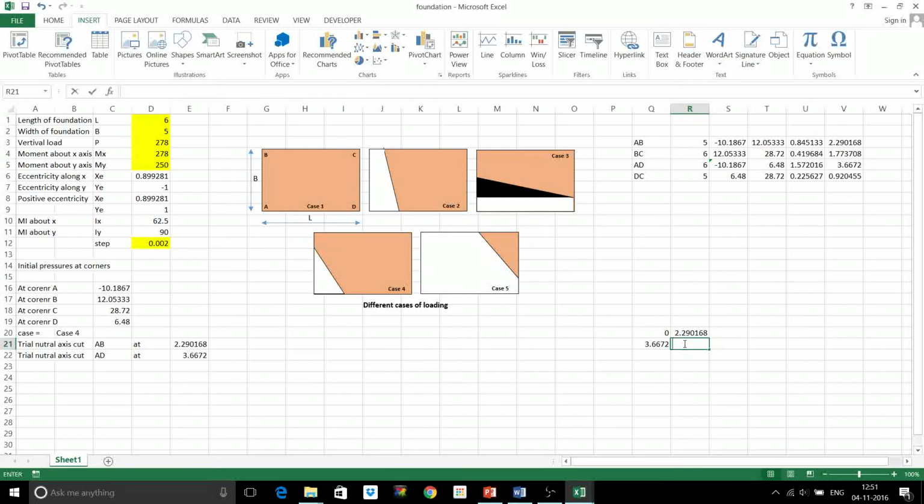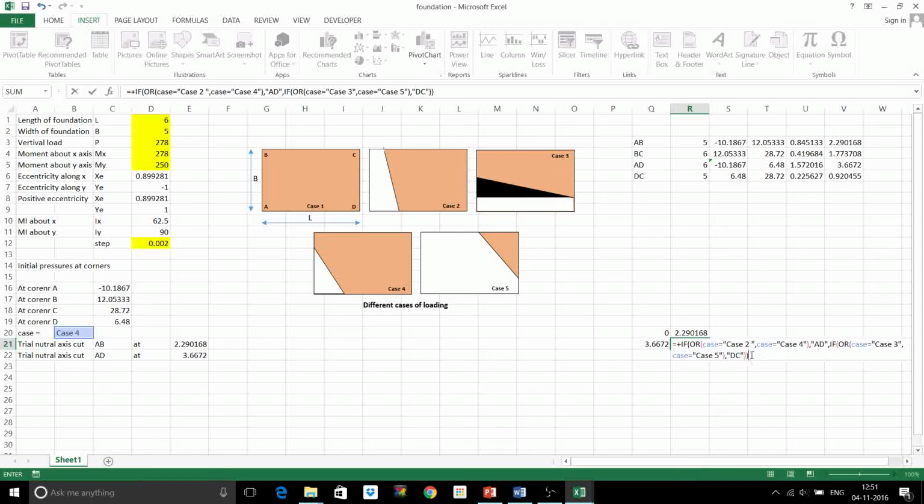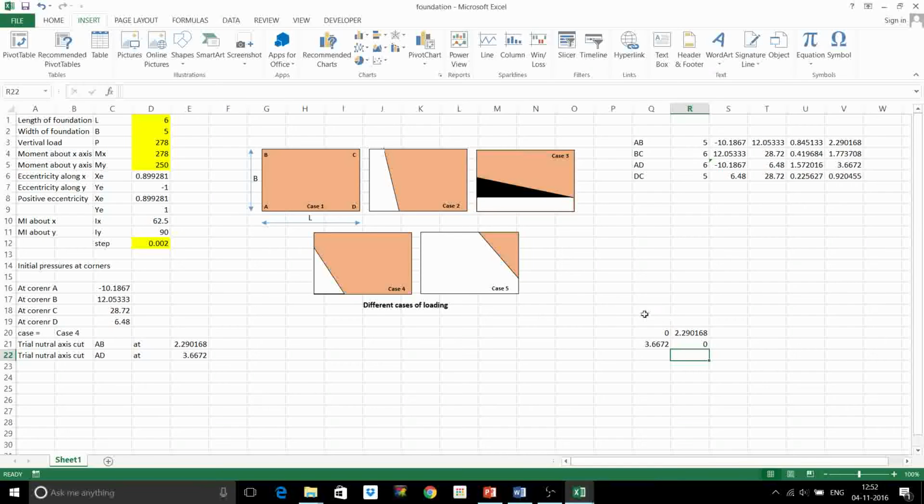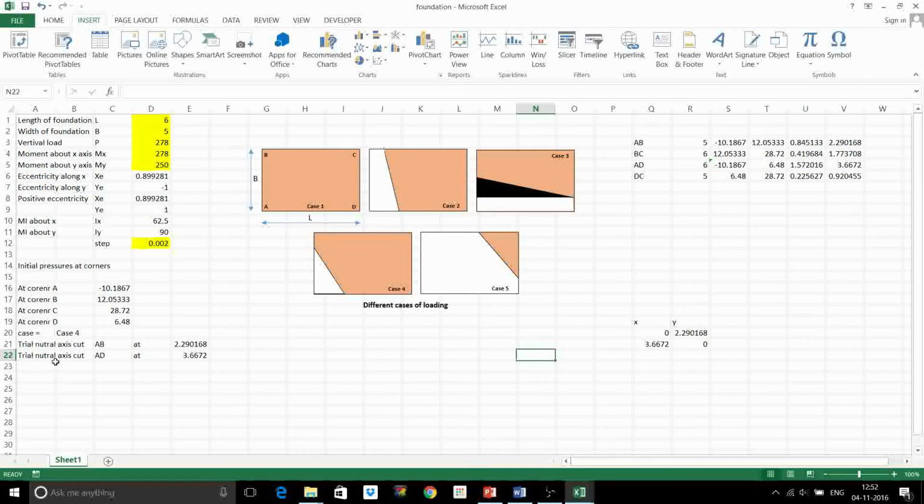Okay, same formula here for the y coordinate. For cases 2 and 4, y will be 0, and for 3 and 5, y will be the intercept. Case x and y. Now what I want to do is find out a and b, a and c.